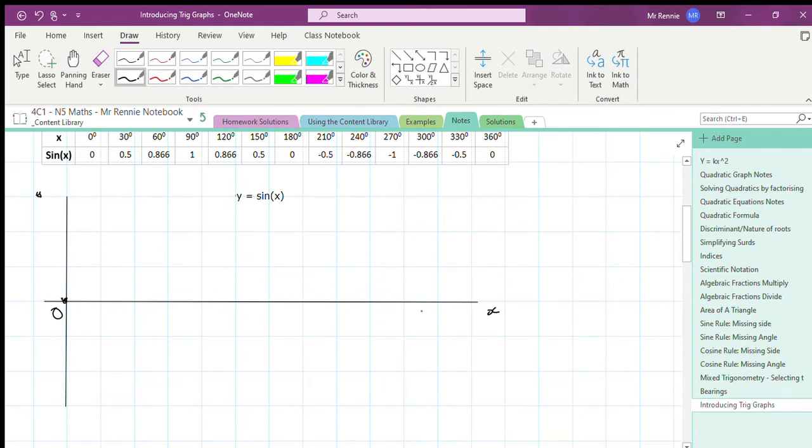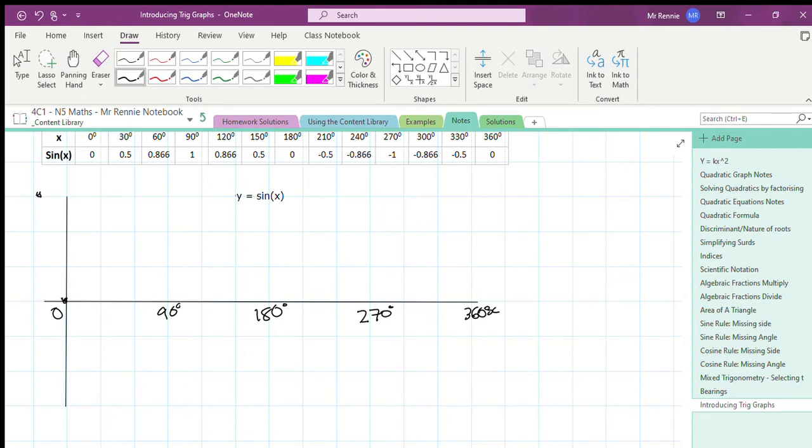The first thing we're going to do is put in the key points here. So the key points are 0, the next key point is 90, our next key point is 180, our next key point is 270, and the last key point is 360. So all of them are degrees. What I've done is spaced them out so that there are 3 boxes along each.